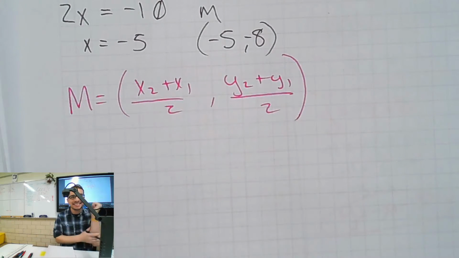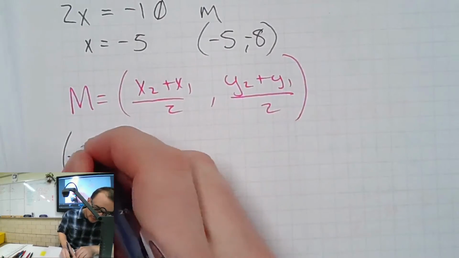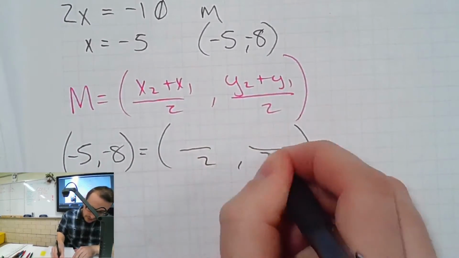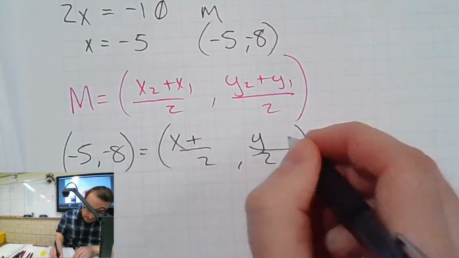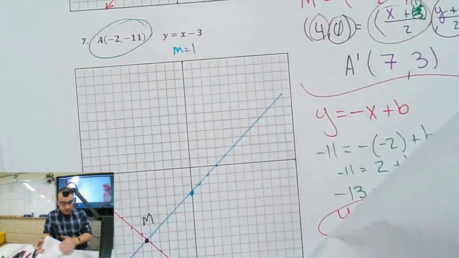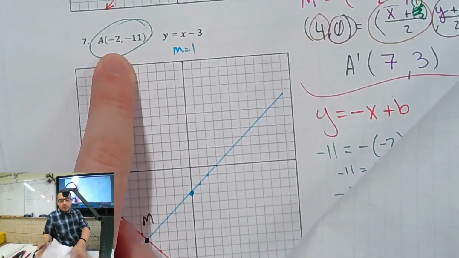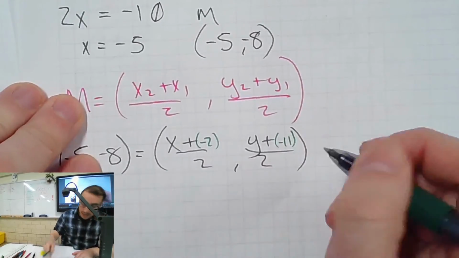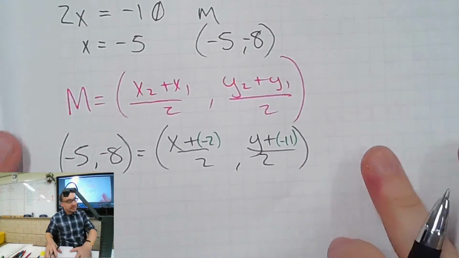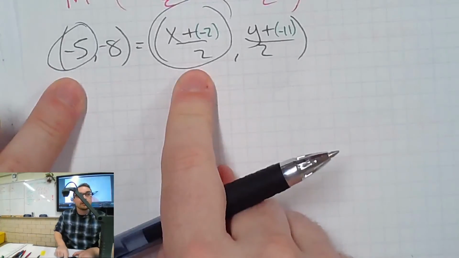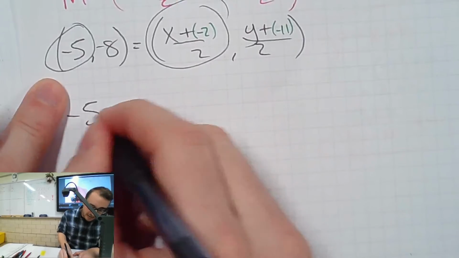So I know the midpoint is negative 5, negative 8. That's what we just got. I know one of my x's and one of my y's is going to be the point I'm looking for, and the other two are the original point: negative 2, negative 11. So negative 2 for the x, negative 11 for the y. Now I do math. I'm going to write this out so everybody's with me, okay? This should equal negative 5. They go together. So I know negative 5 equals x.